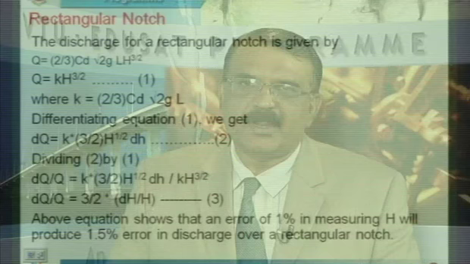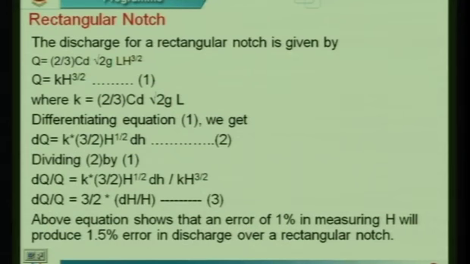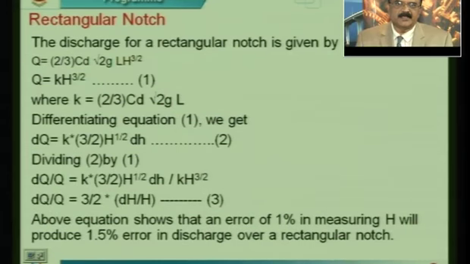It is a very simple derivation. Consider the discharge equation for a rectangular notch: 2/3 CD root 2G L H raised to 3/2. Now, 2/3 CD root 2G L is a constant. I am going to replace that by K. Therefore, my equation reduces to Q is equal to K into H raised to 3/2. I call that equation as 1.